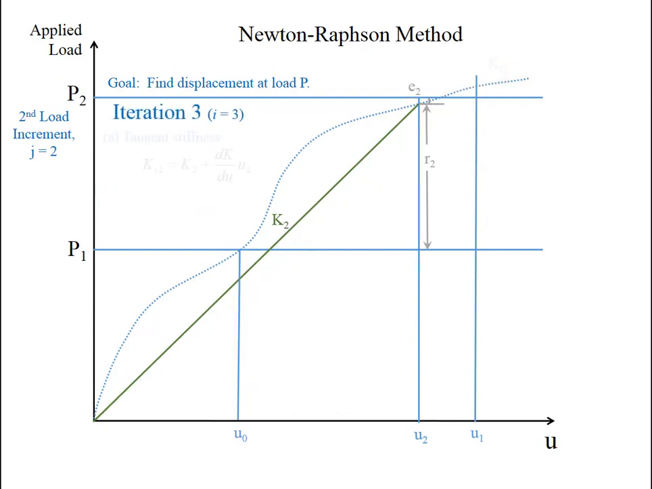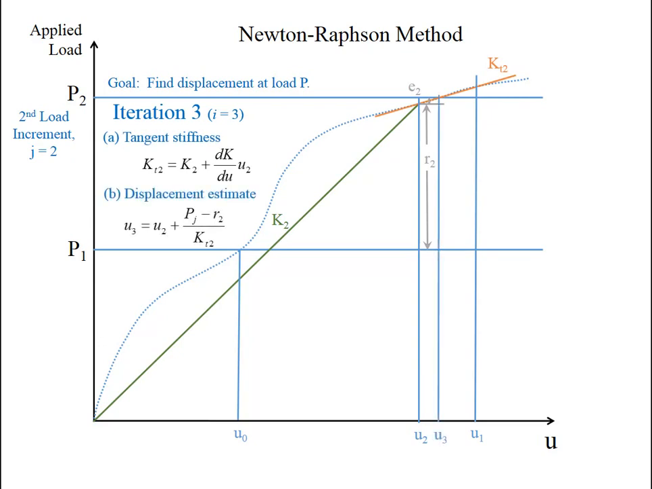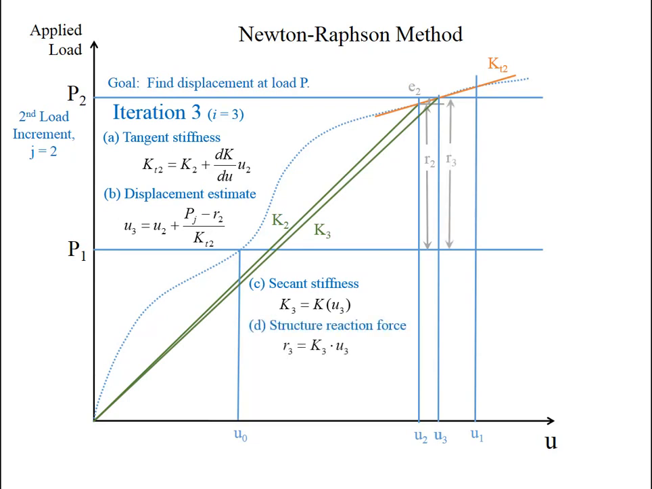Iteration 3 for load increment 2: a new tangent stiffness, a new displacement estimate, a new secant stiffness, K3, a structure reaction force, R3, and then we find again our load error is approximately 0. So we are done with this analysis. We have converged with 2 load increments to a final value, which is U3. That's the displacement corresponding to our total load P2.